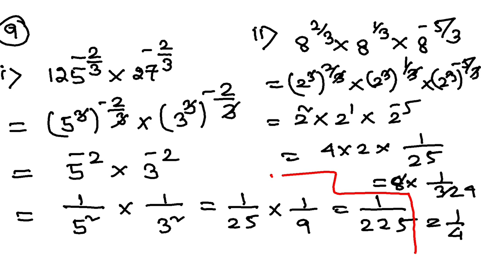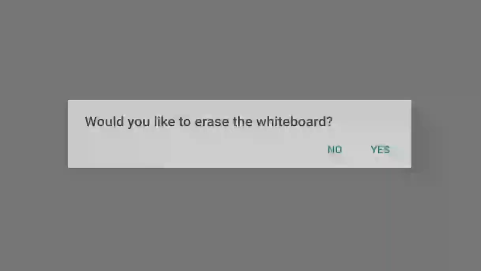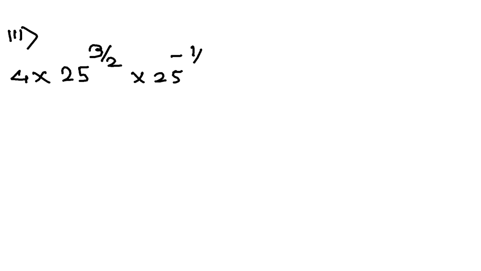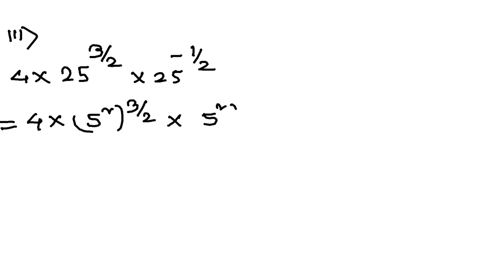Now let's go to the third question. The third one, this is a very interesting question. 4 into 25 whole to the power 3 by 2 into 25 whole to the power minus 1 by 2. So very easy actually. 4 into 25 can be written as 5 square whole to the power 3 by 2. And 25 to 5 square whole to the power minus 1 by 2.